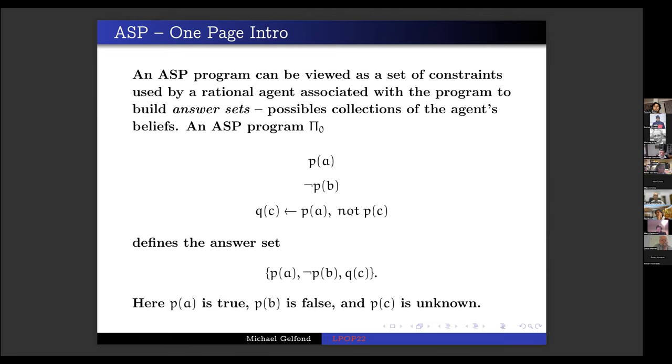So this program defines an answer set consisting of the reasoner's beliefs. He believes that P of A is true, that P of B is false, Q of C is true, and notice that P of C here is unknown. That's one of the possible interpretations.